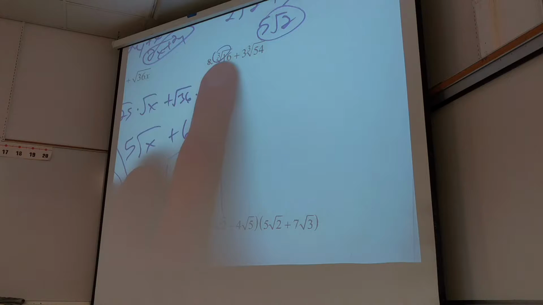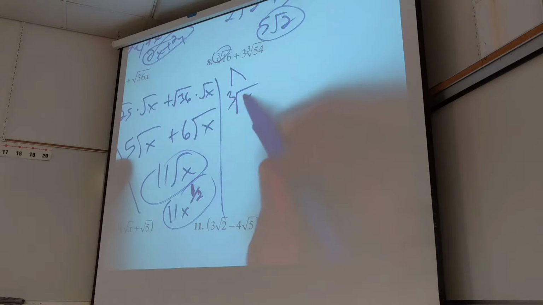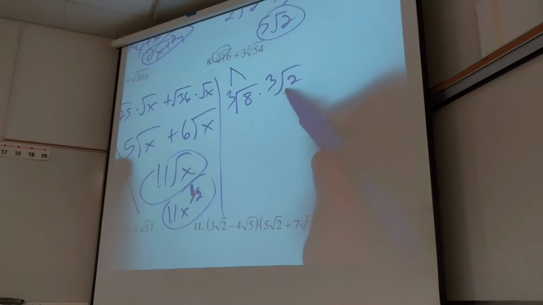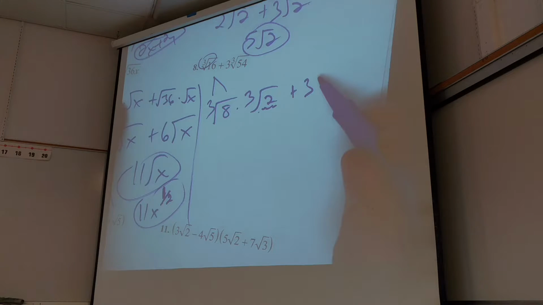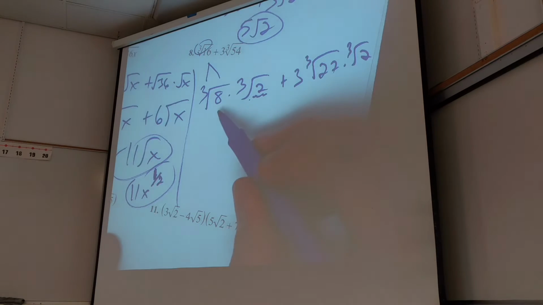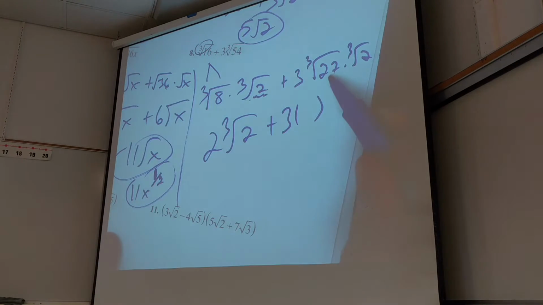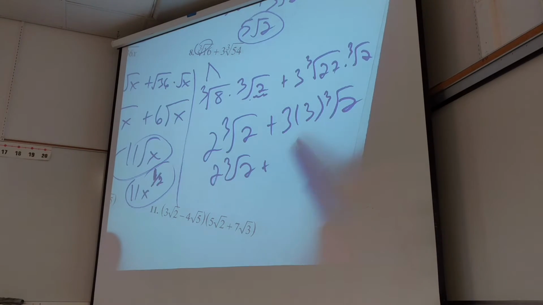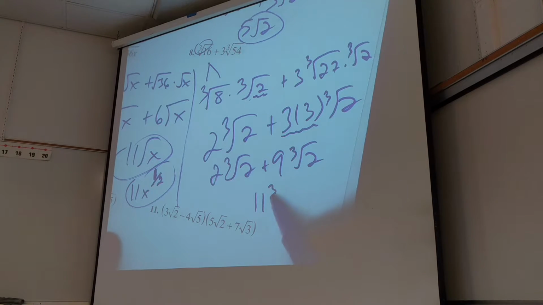So what happens here? How can I break 16 up since it's a cube root? 8. Good. Cube root of 8 times the cube root of 2. This is a hint. 2 goes into 54. So the cube root of 27, cube root of 2. Cube root of 8 is 2. Cube root of 27 is 3. So I get 2 cube root of 2 plus 9 cube root of 2 is 11 cube roots of 2.